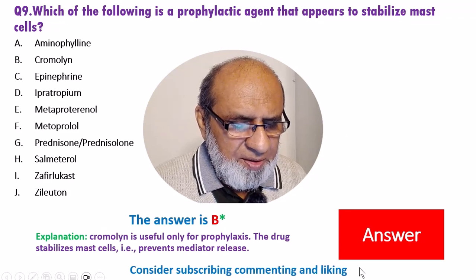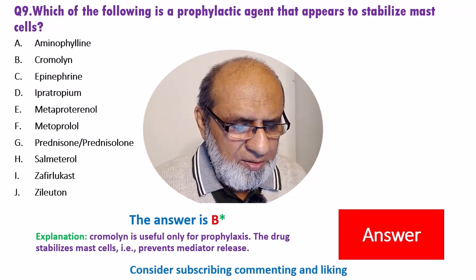The answer is B. Explanation: Cromolyn is useful only for prophylaxis. The drug stabilizes mast cells, that is, prevents mediator release.